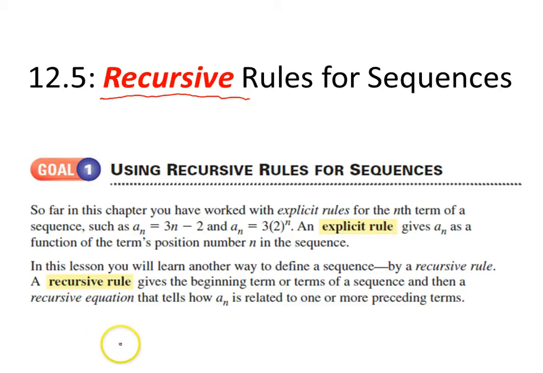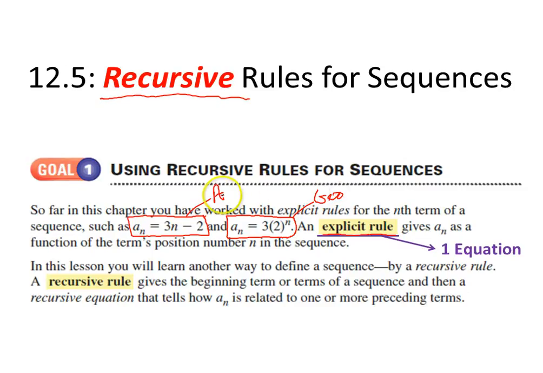We're going to still use those two concepts, but now we're going to apply them to something called the recursive rules. Now, first thing, explicit is what we've been doing the last couple days. And explicit means there's one equation. The two examples for that are right here. This would be our explicit for arithmetic, and this one here would be our explicit for geometric. Now, one equation for the entire sequence. That's explicit.